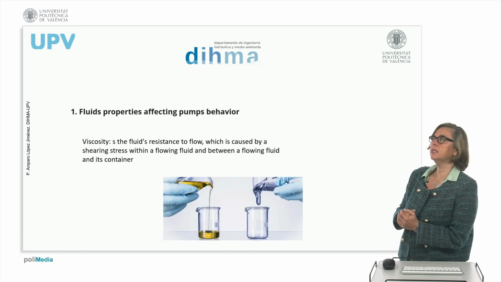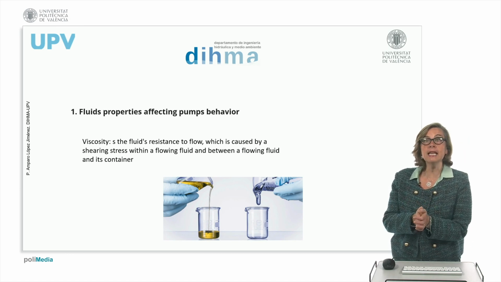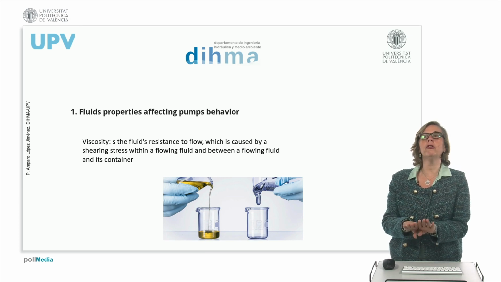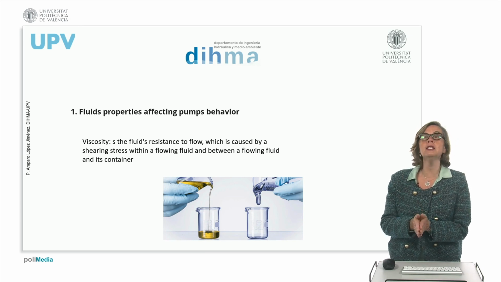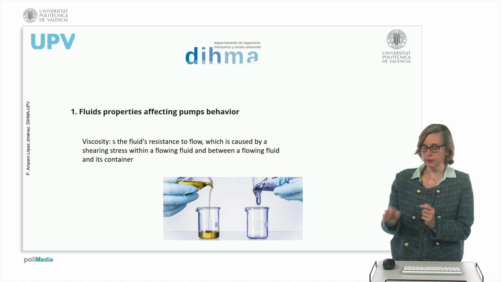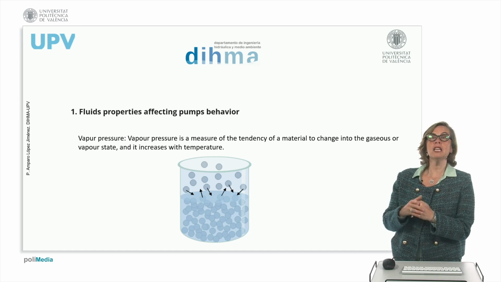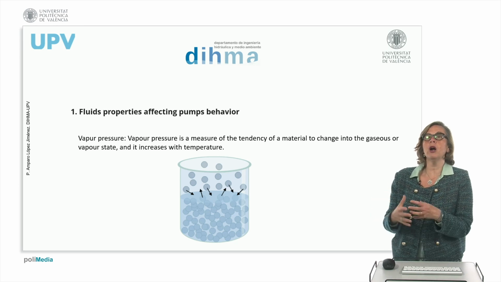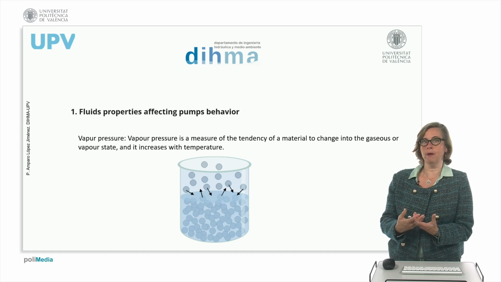And then we have the viscosity. It's the resistance to flow caused by shearing stresses. In this case, viscosity will affect the losses inside the pump and the movement of the fluid within the morphology of the pump. So we will also have to choose a particular pump for a particular fluid and know how it changes with viscosity. Then we have the vapor pressure, which affects cavitation because it will make some bubbles of vapor appear in the movement of fluids, and then it will affect the flow pumped by the pump.